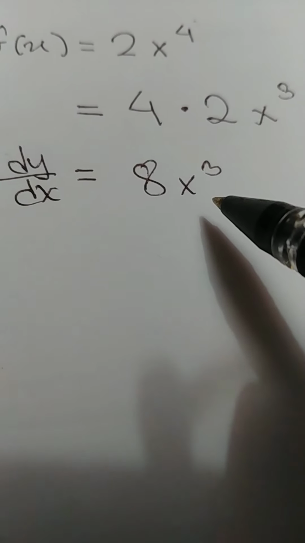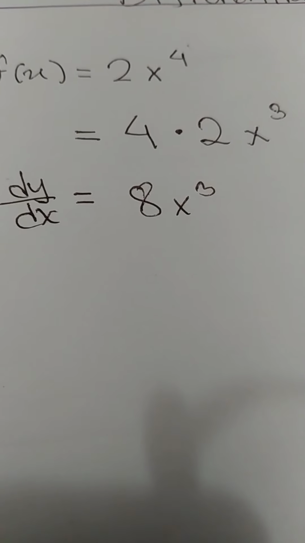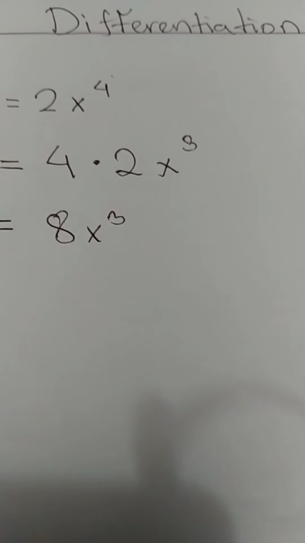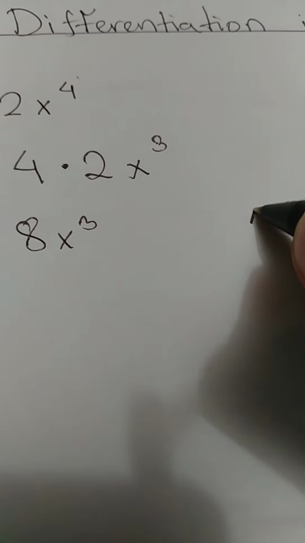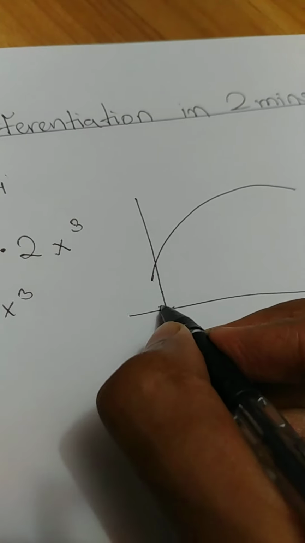And this derivative tells us the gradient formula. Gradient formula, what does that have to do with the function? You see, when we graph this function, maybe the graph will be a parabola. This is called a parabola. And this is the y and x plane.